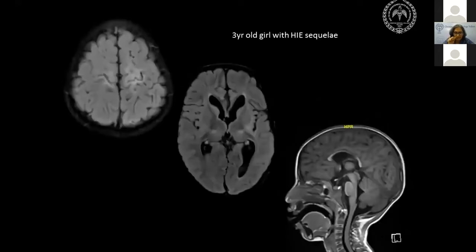Here is HIE as well. Like I mentioned, the changes of HIE in the term infant involve the ventrolateral putamen, ventrolateral thalami, the corticospinal tracts, and the perirolandic cortex. So these areas at 3 years of age are showing evidence of gliosis or ulegyria with volume loss. And on a T1 sagittal image, we can see that there is marked callosal thinning.